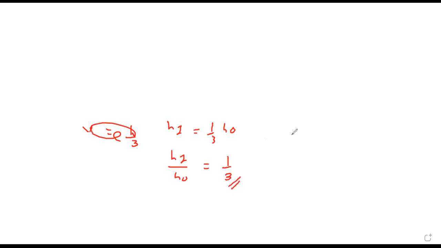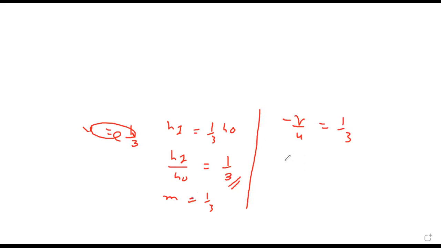That is telling the image is 1/3 of the object. Height of image is 1/3 height of object. So height of image upon height of object is 1/3. That means V upon U in minus is 1/3, because that is our magnification formula. Clear?